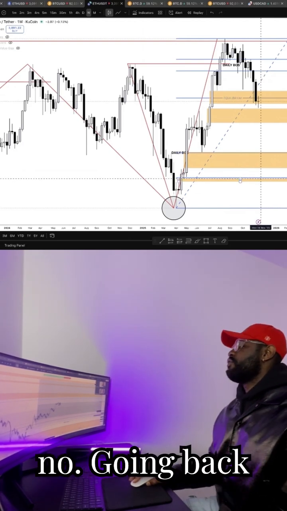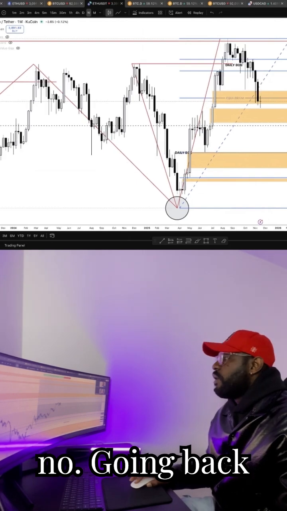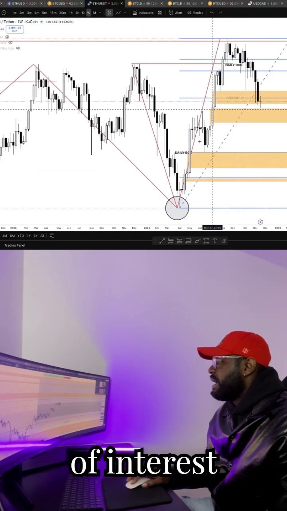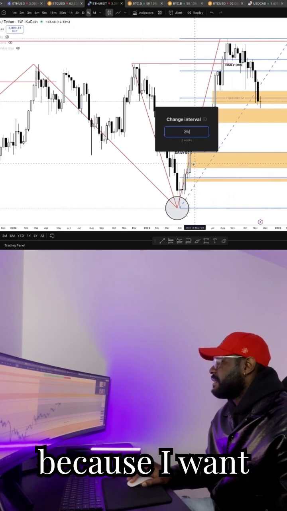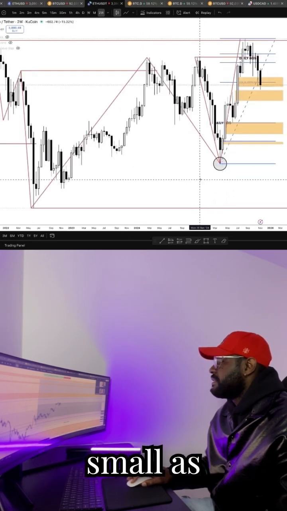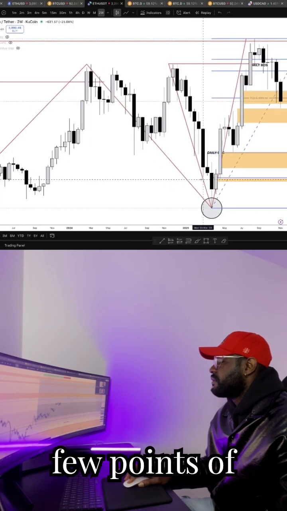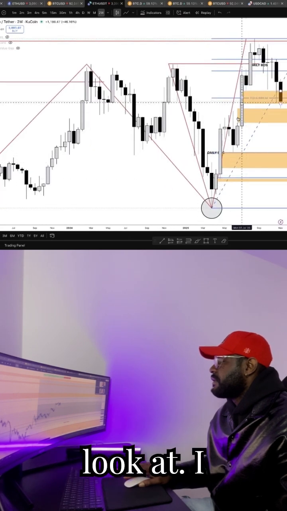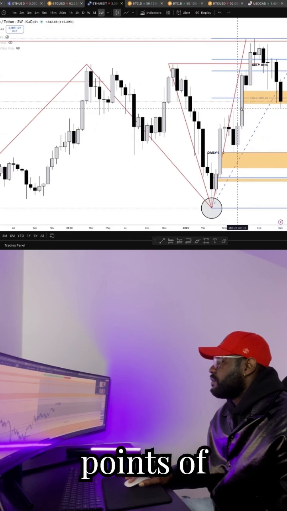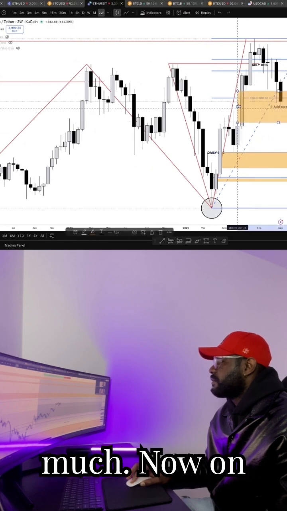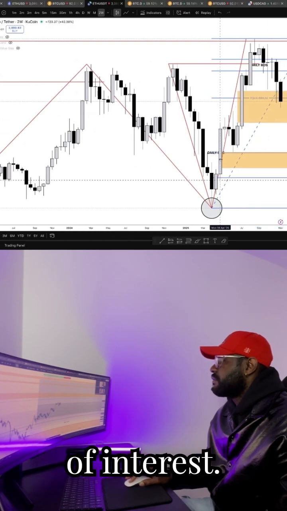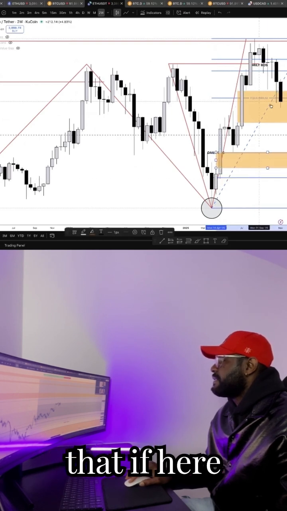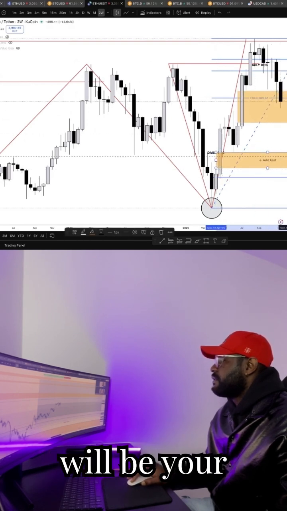So now, going back to my analysis: one, two, three, four, 4 points of interest. That's a lot. I start to scale up time frames because I want to make it as small as possible. I want to have few points of interest to look at. I don't want to see 4 points of interest. That's too much. Now on the 2 weeks time frame, it minimized it to 2 points of interest. So that's now showing me that if here fails, this will be your next draw on liquidity.